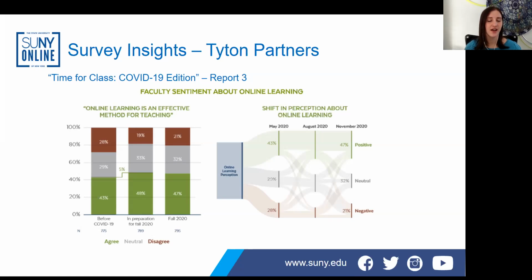So they're showing the percentage of faculty who agreed or disagreed with the statement, online learning is an effective method for teaching. And they're showing it for before COVID on the left, and then in preparation for fall 2020 in the middle, and then actually during fall 2020 on the right. That's for the chart on the left-hand side of this page. And so there's a little bit of an increase in faculty who are agreeing to that statement, prior to COVID and going forward, but it's not wildly different. That's my interpretation of this, at least.